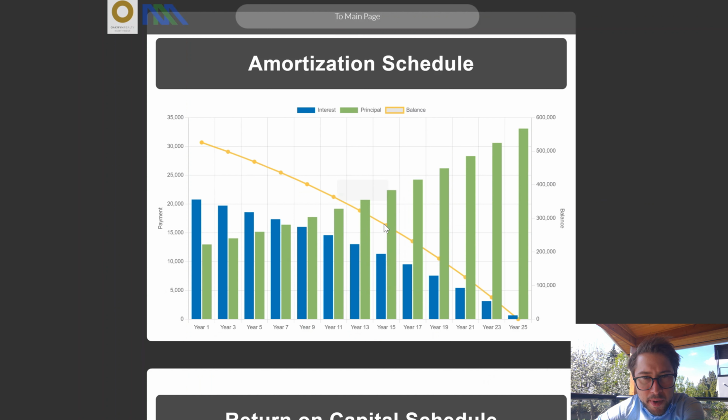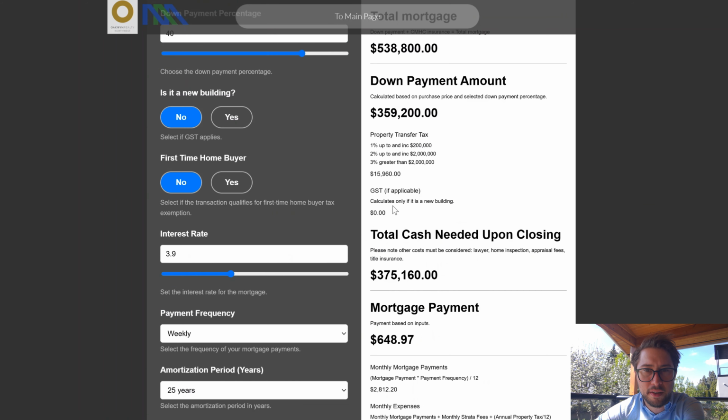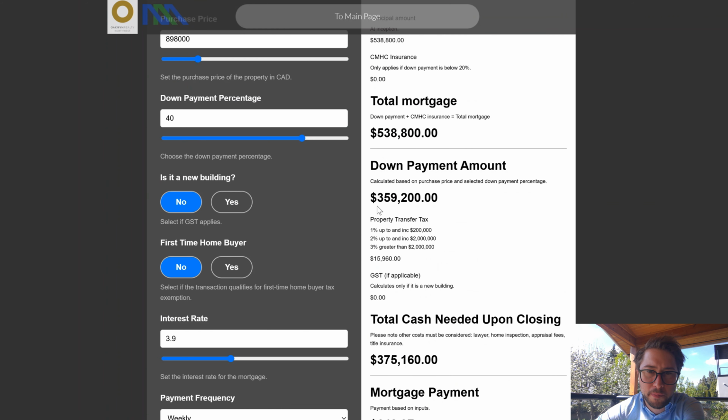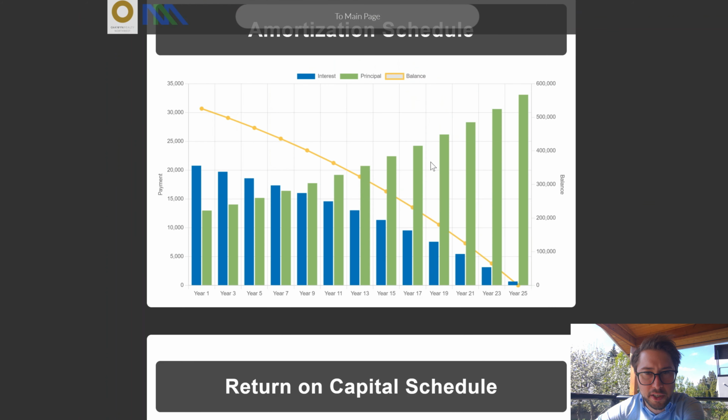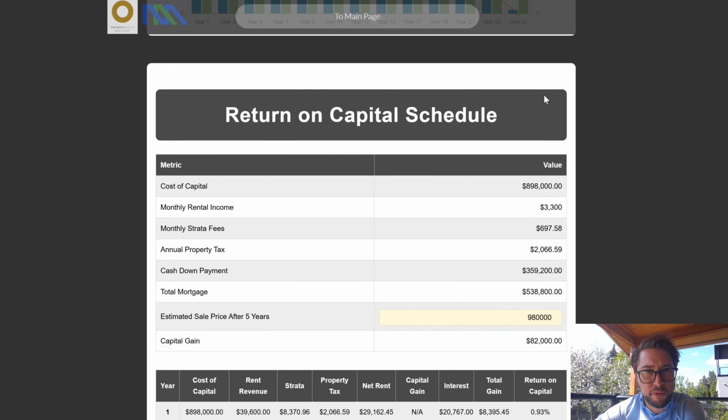15 years, you'll be at a balance of 279, and you started at 359. That's pretty good. 100,000 in 15 years, especially if it's rented and someone is paying off the mortgage. This is a very cool feature, the return on capital schedule.